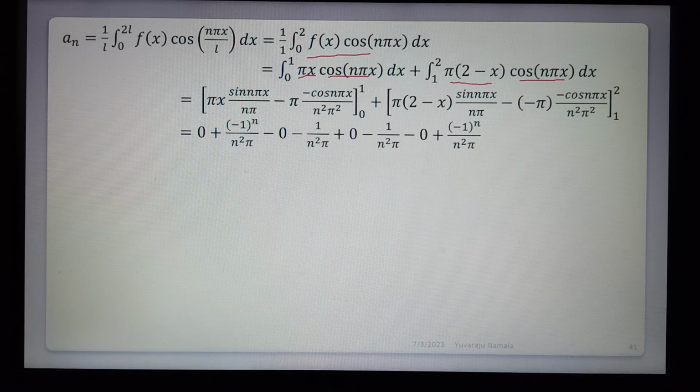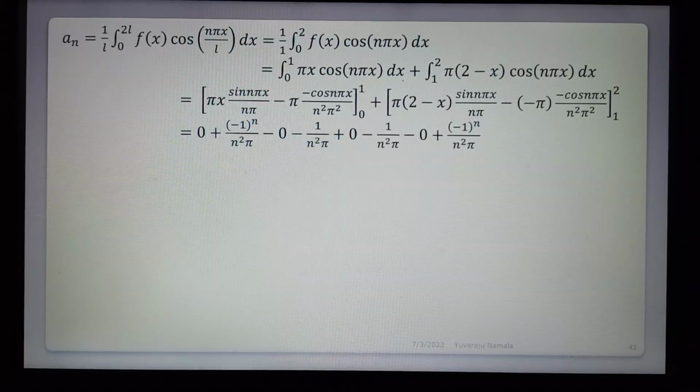Substituting here, x is equal to 1: sin nπ is 0. Here x is equal to 1, cos nπ, minus to minus plus, cos nπ, that is minus 1 power n by n square π, minus the lower limit x is equal to 0: sin 0 is 0, cos 0 is 1, minus to minus plus into minus 1 by n square π. Next, the second value: n is equal to 2, sin 2nπ is 0, minus to minus plus into minus, x is equal to 2, cos 2nπ is 1, plus 1 by n square π. Okay, minus 1 power n by n square π.